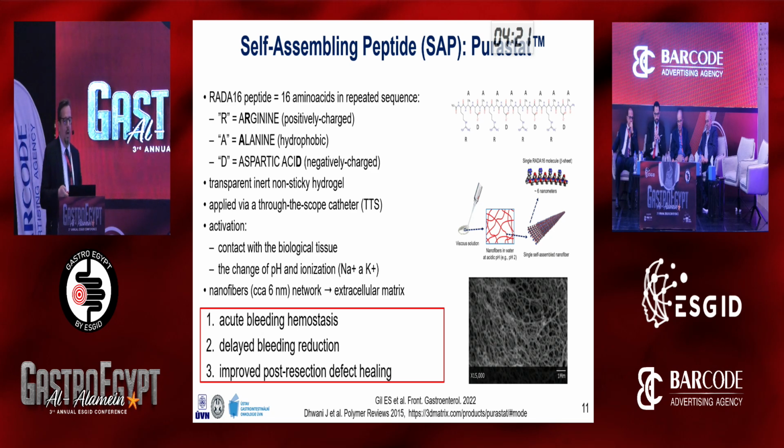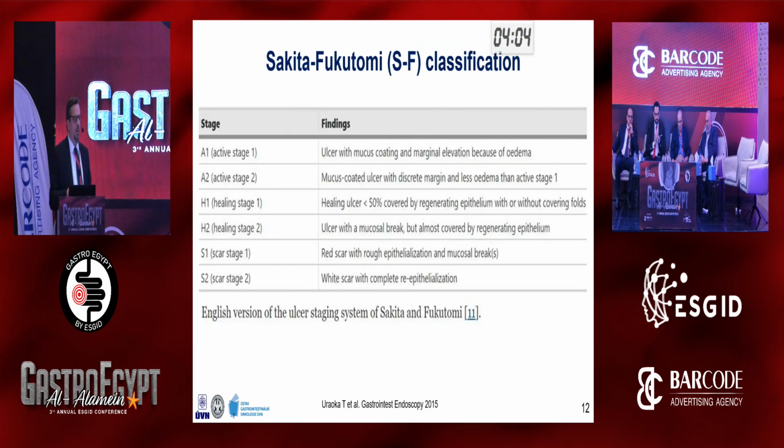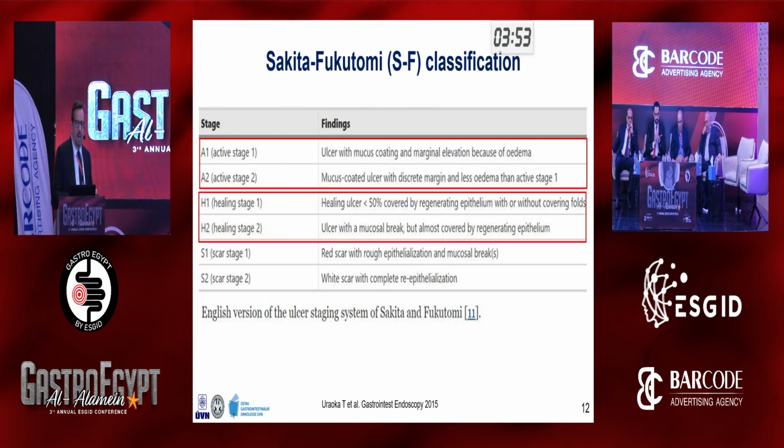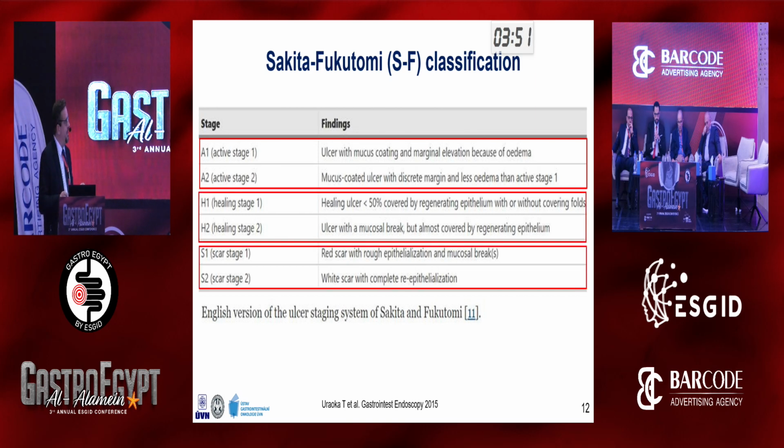matrix. The clinical advantage is that it helps to stop the acute bleeding first. The second one is that there is a reduction of delayed bleeding. And third, this is what we examined now, is improved post-resection defect healing. For the defect healing, we are using the Japanese Sakita-Fukutomi classification, which shows us 3 stages. First is A as active, the second H as healing, and then the third S as scar.